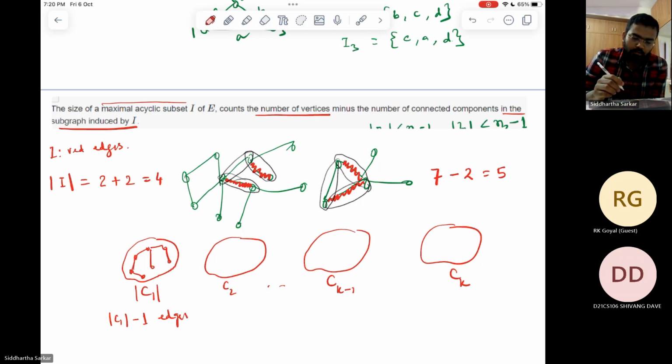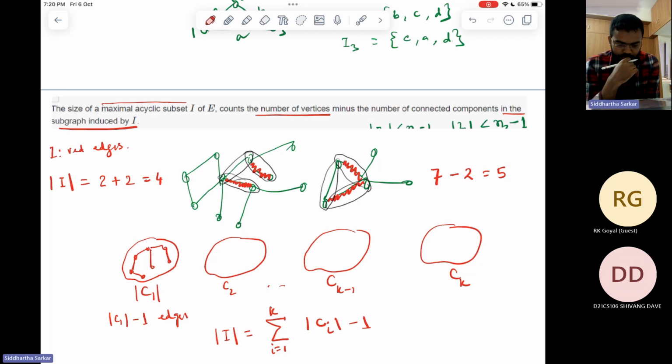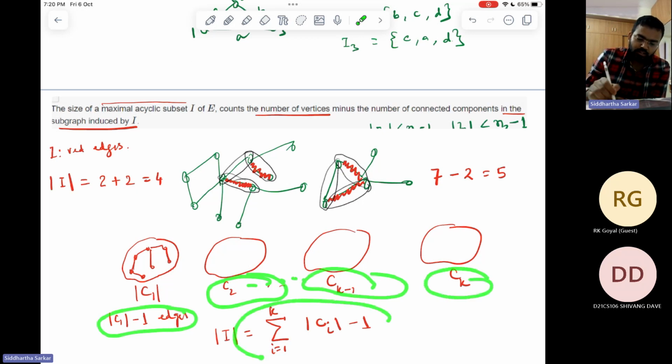Yes. So now we can count the left-hand side: how many edges are in I? It is the sum of |Ci| minus 1, so let's write it in summation form. We take the sum of all these things, i from 1 to k. This is the total number of edges in I: (C1 minus 1) plus (C2 minus 1) plus (Ck minus 1), like that.